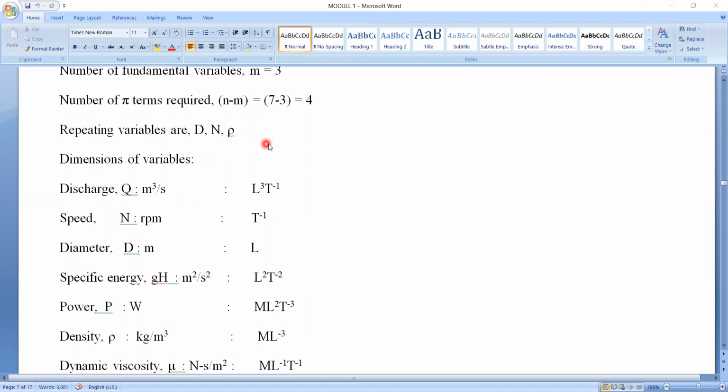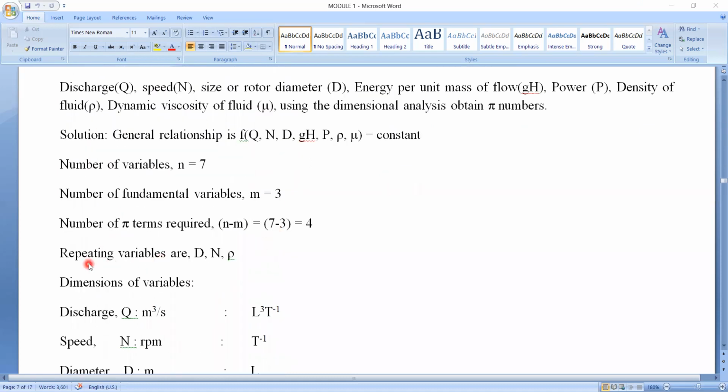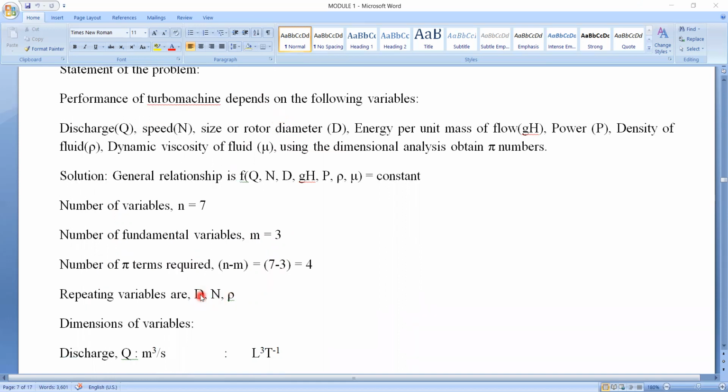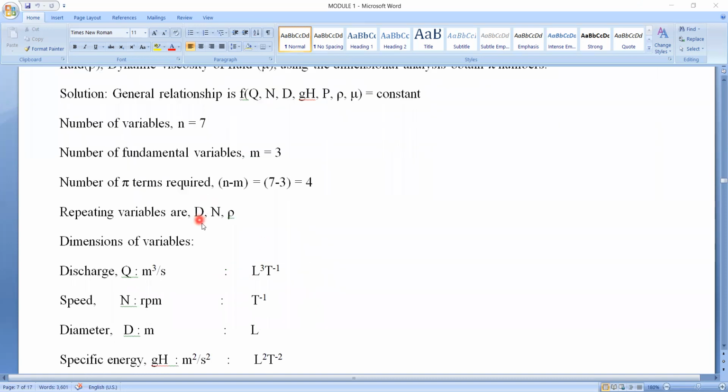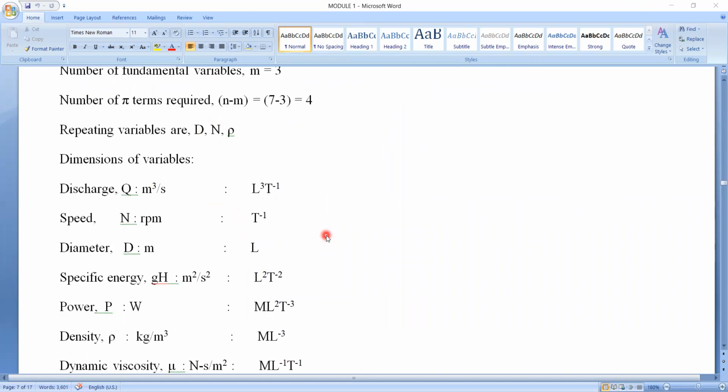Now the repeating variables. The next step is to identify the repeating variables. The first one should be a geometrical parameter like thickness, length, diameter, etc. In this particular statement we have the diameter as the geometrical parameter. Next we have the speed, and next the flow parameter, that is density. So let us choose these three as the repeating variables. Now the dimensions of these variables.